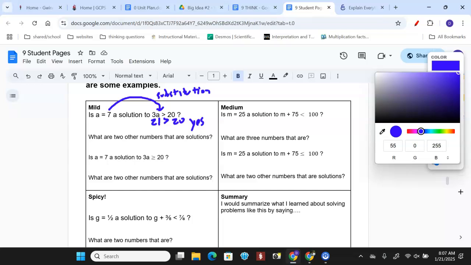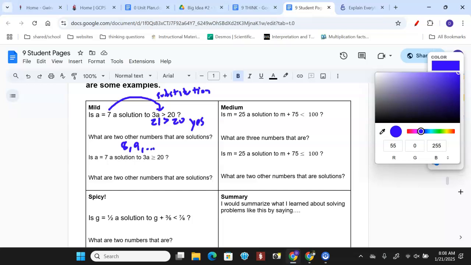What are two other numbers that are solutions? Lots of possibilities here. There's actually going to be an infinite number of possible solutions. So I want to have this side be greater. So 3 times 7 was more, so also anything more than 7 should work as well. Like, for instance, if I do 8, 3 times 8 is 24. That's still more. If I do 9, 3 times 9 is 27. That's still more. 8's a solution. 9's a solution. And really anything higher than that would be a solution too.